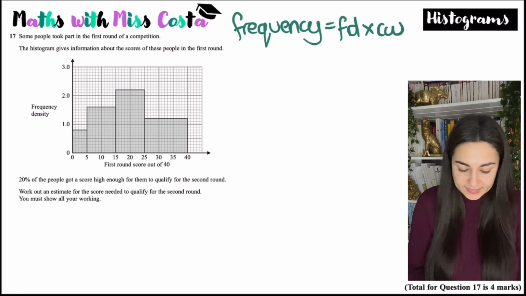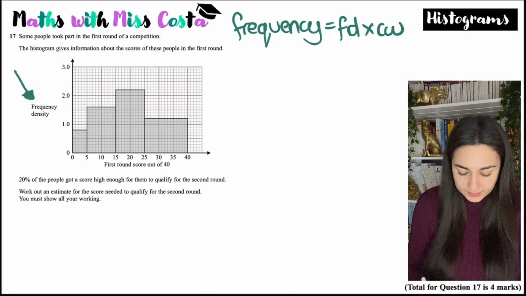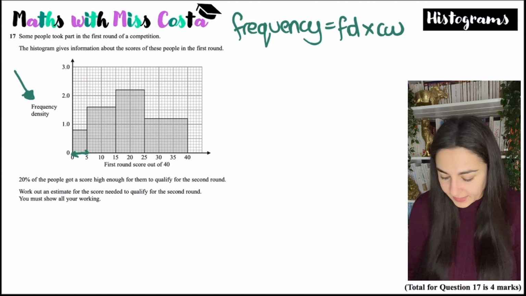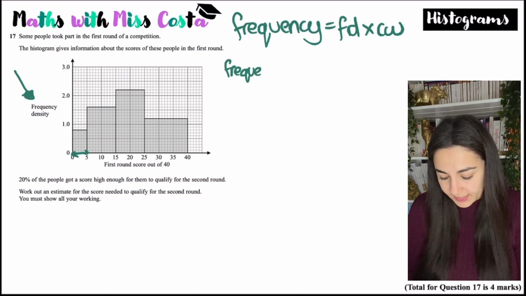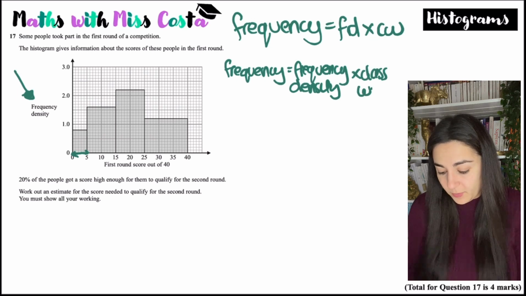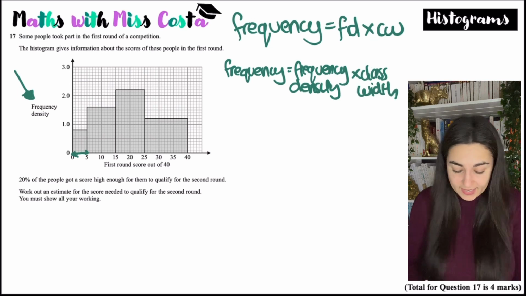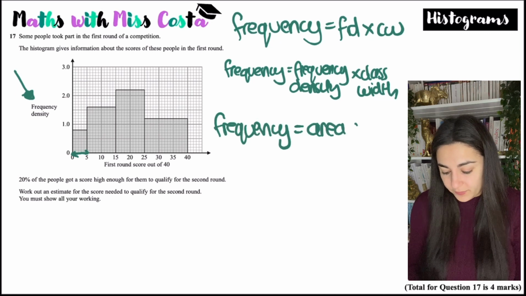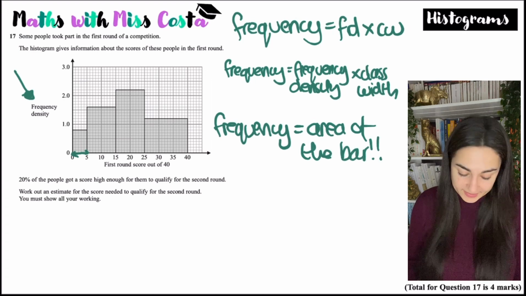Okay, so frequency density is going to be your y-axis, which is over here, and your class width is literally the width of the bar. Okay, so let's write that again. So the frequency, to work it out, it's the frequency density times by the class width. And another way of saying this, which is a lot easier, is the frequency is just the area of the bar. Okay, so this is the key thing to know when dealing with histograms.